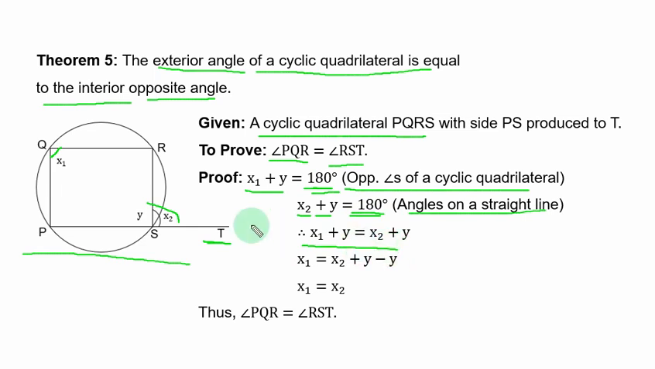Now, we are interested in showing that S1 is equal to S2. So let's transfer this plus Y to the other side. You have it in this form. And plus Y minus Y is equal to 0. So S1 is equal to S2. That is, angle PQR is equal to angle RST as required.